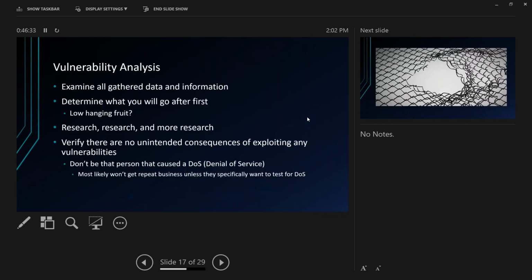Vulnerability analysis: examine all targeted information, determine what you will go after first. Are you going to go after the easy or the hard? Low-hanging fruit or the hard stuff? It doesn't matter what you do first. There have been times where I'm like, I want to look at this hard problem, and I'm stuck on it for 3 days. By day 5 or 6, we're done. We've got to get on the plane and leave, right? So by day 4, I'm like, yes, I got it, and everybody's all excited. It's like, finally, I figured out this issue, right? So are you going to go after the easy stuff or the hard stuff?